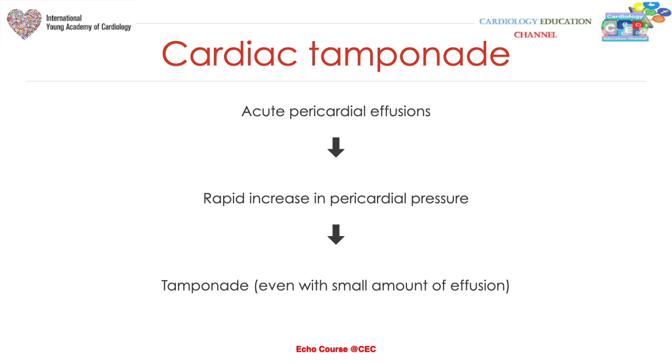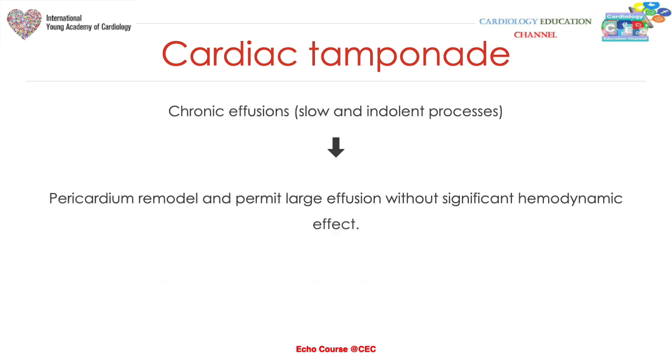So you have one of two scenarios. If you have an acute pericardial effusion, this causes a rapid increase in the pericardial pressure, and this leads to tamponade even with a small amount of effusion. But in cases of chronic effusion, there is a slow and indolent process, the pericardium remodels and permits large amounts of effusion without significant hemodynamic effects. As we have seen in a lot of patients, you have a large pericardial effusion, but it doesn't cause tamponade. So, as we have seen before, the rate of accumulation has more hemodynamic impact than the amount itself.